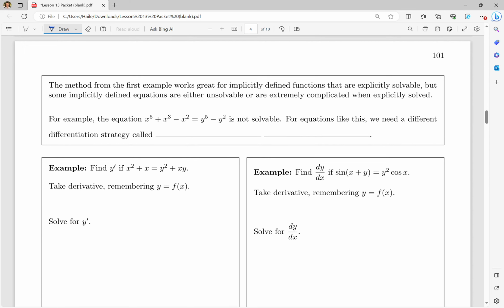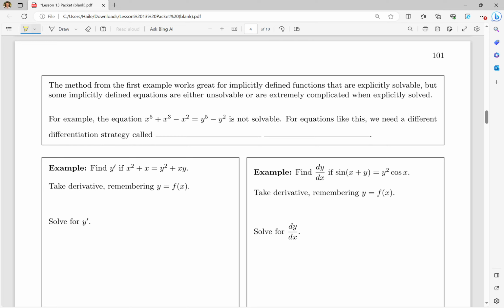So that method is what we did in the first example. Great, you can use it for explicitly solvable equations. But like I said, some implicitly defined equations are either unsolvable or extremely complicated. So even that one wasn't super nice. If we had worked that with implicit differentiation, it would have been a bit shorter and nicer.